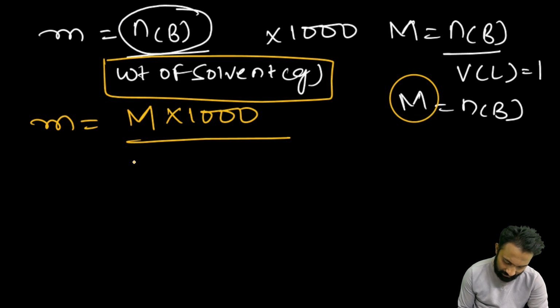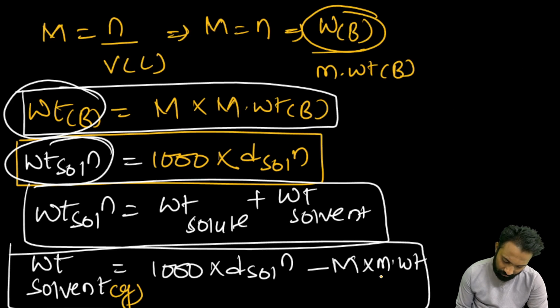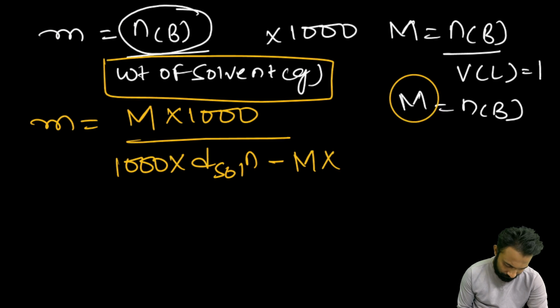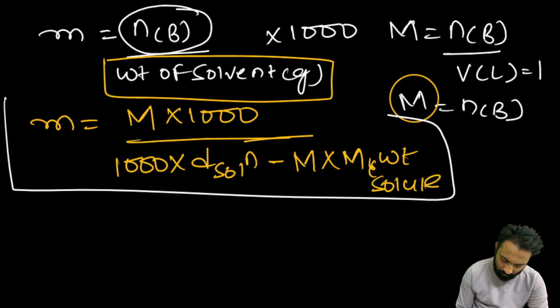So can I substitute directly here? Weight of the solvent in gram is 1000 into density of solution minus molarity into molecular weight of the solute. Don't get confused about which molecular weight we have to use. It is the solute molecular weight we have to use. Done. This is one beautiful formula we are having.